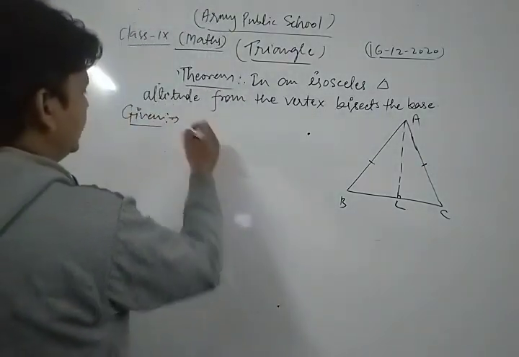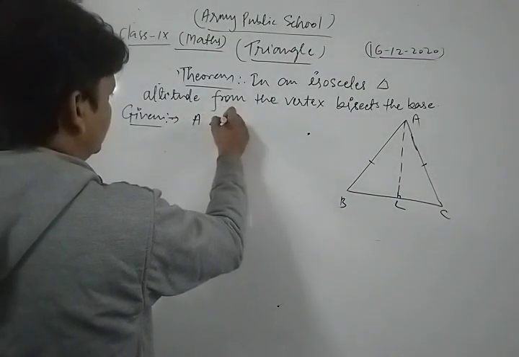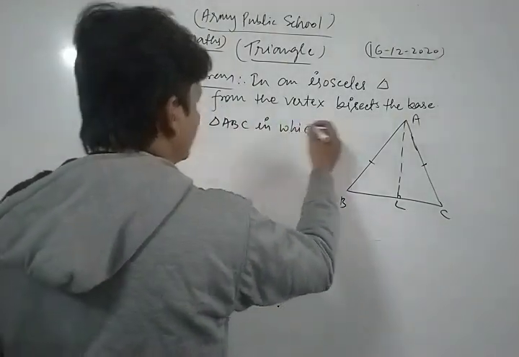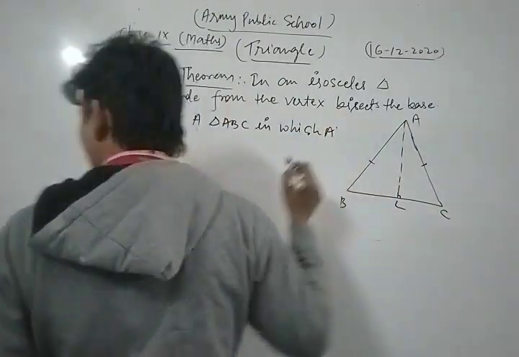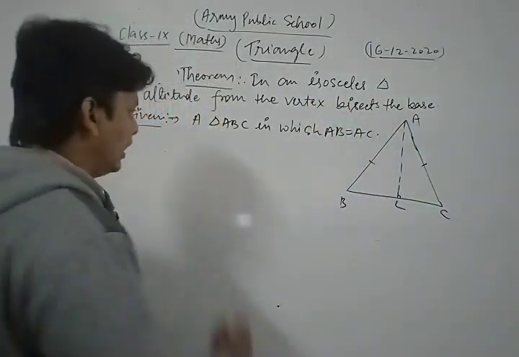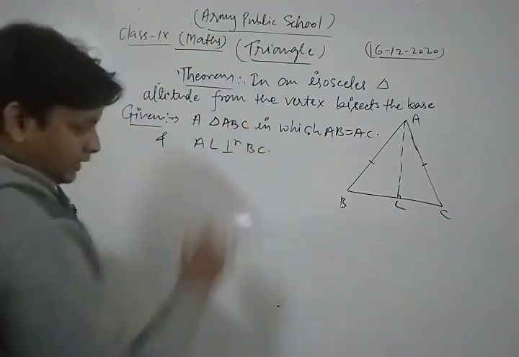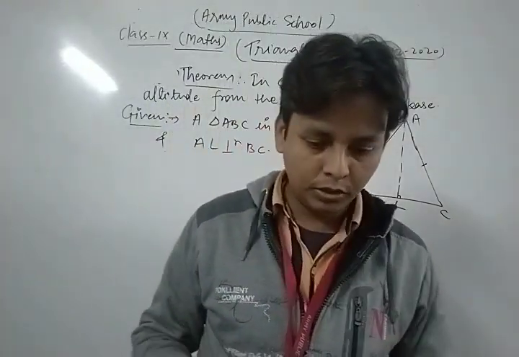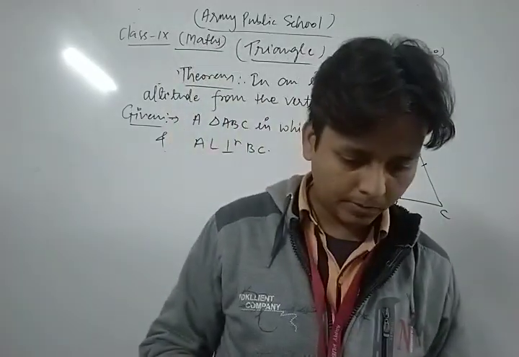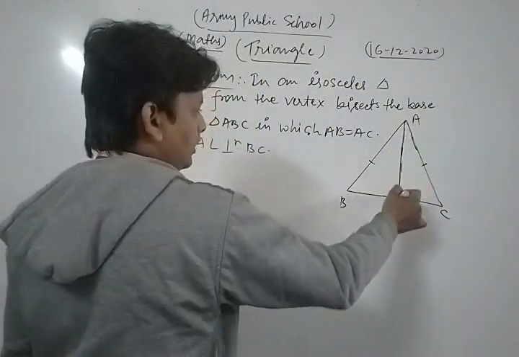Now in given, what do I write? Given a triangle ABC in which AB is equal to AC, and AL perpendicular to its base BC, dear students. This means AL is the altitude.